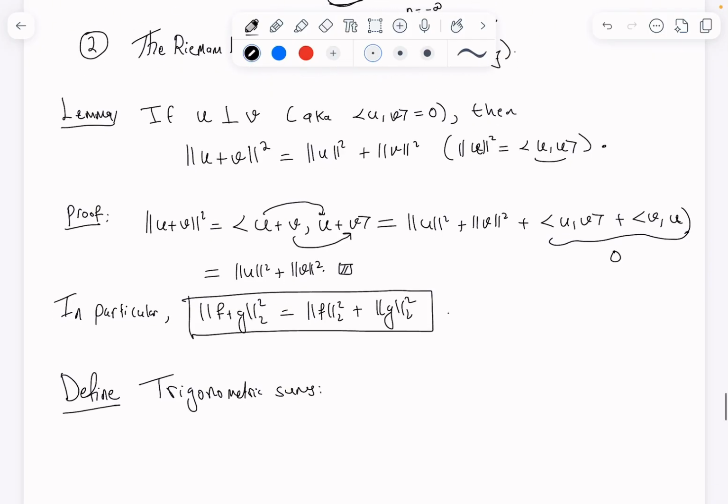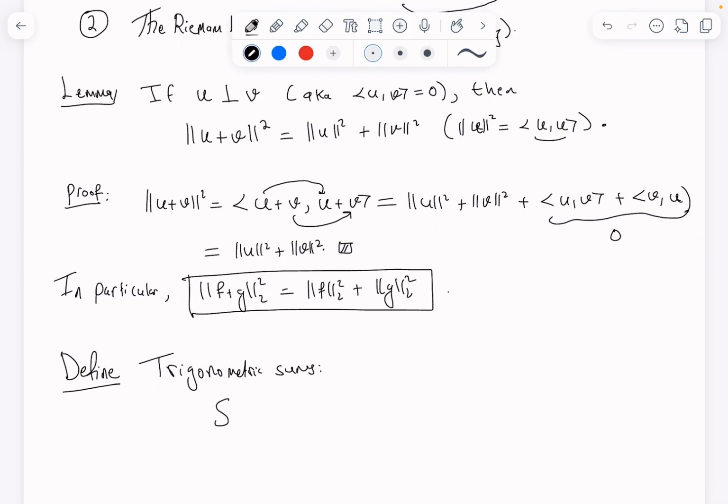And we want to define these to be, so S sub n of f is going to be defined at a point x to be the sum for all n's less than or equal to big N, where little n is ranging between minus big N and big N, of f hat of n e to the i n x. So these are called trigonometric sums.